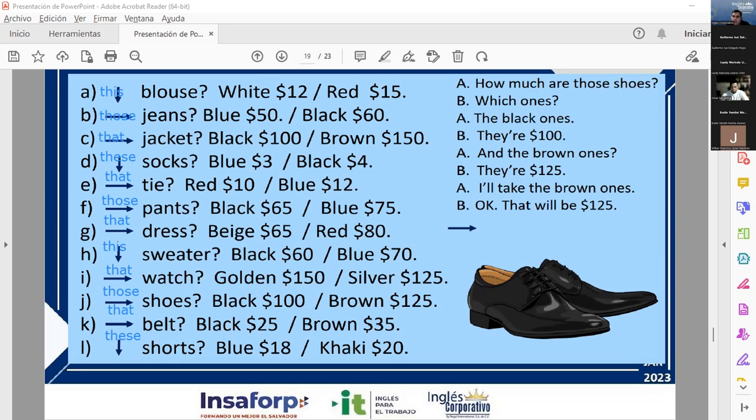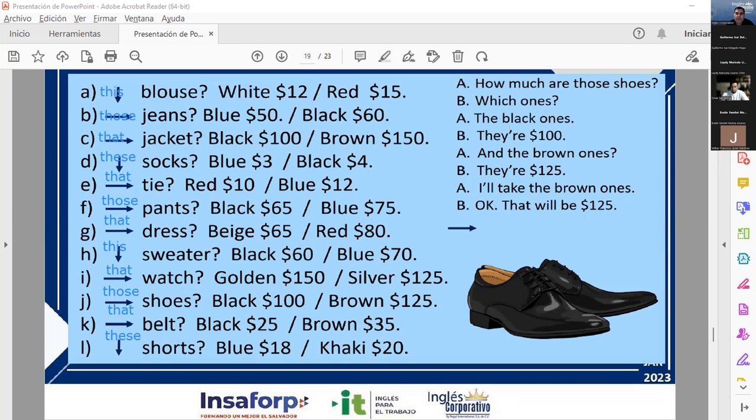Which ones? Plural, ¿cuáles? And singular, which one? ¿Cuál? Cuando decimos the black ones, decimos los negros o las negras. The blue ones, las azules o los azules. Y si es singular, the black one. One es un sustituto.